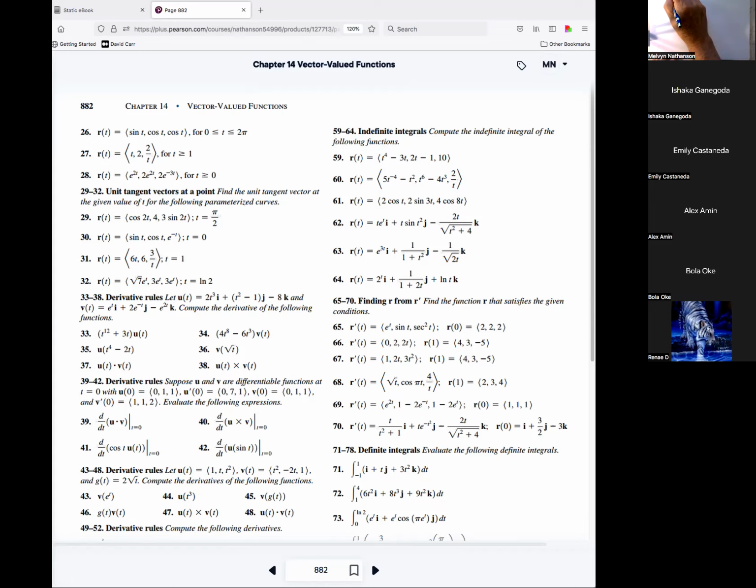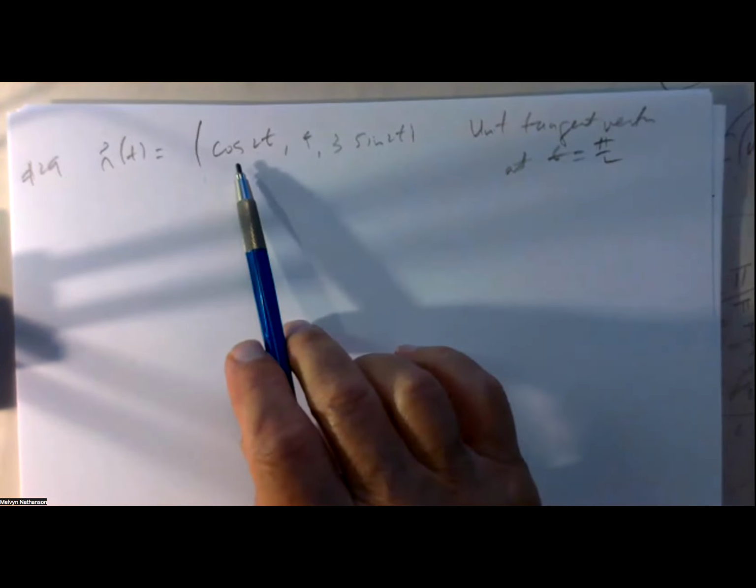So if you look at 29, r of t is the vector valued function cosine of 2t, 4, 3 sine of 2t. And we're asked to find the unit tangent vector at t equal to pi over 2 radians. So let me go to my paper. And here I wrote down the problem. r of t is cosine 2t, 4, 3 sine 2t.